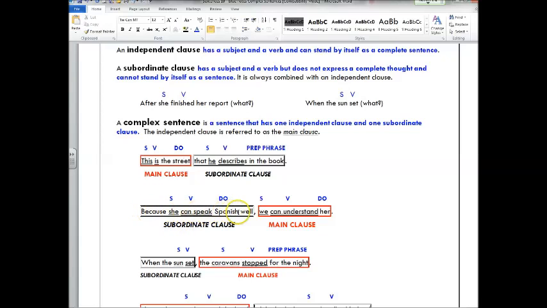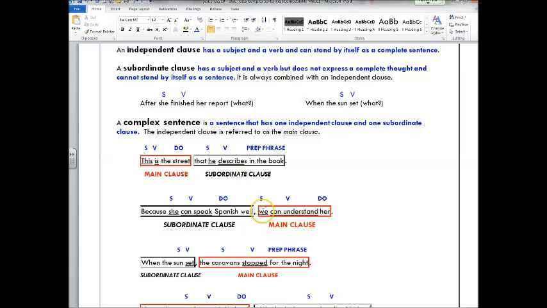Another example. Because she can speak Spanish well, we can understand her. Again, we can understand her is our main clause. The subject is we, can understand is your verb, helping verb, main verb. Her is your direct object. It can stand on its own as a complete sentence. We don't need this first piece here. We can understand her. It's a sentence.